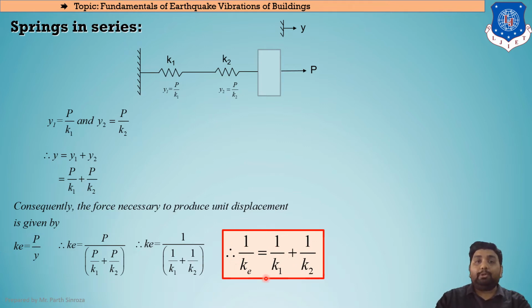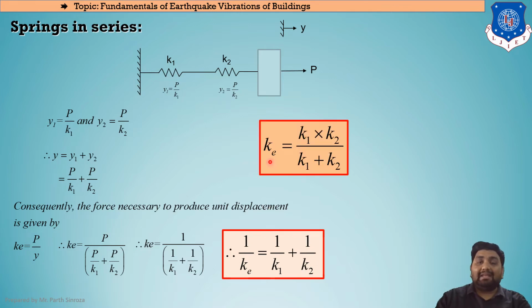Also, if you want to more specify this equation, then we can also write it as Ke equal to, just taking the LCM and cross multiplying, Ke equal to K1 into K2 upon K1 plus K2. So either of these two equations you need to remember to solve your numerical problems, whenever the condition is given springs in series, or you need to identify whether the springs are in series or in parallel. Yeah, so this was all about springs, whether placed in series or in parallel.